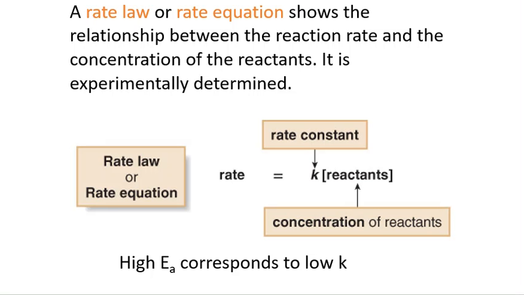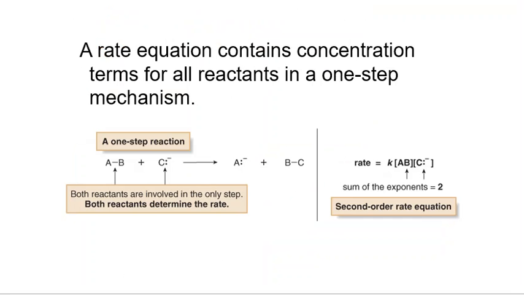So when we look at organic reactions, we'll look at the rate law. This is the relationship between the reaction rate and the concentration of reactants. It is experimentally determined. And you can see high activation energy corresponds to low rate constant. The rate equation tells us about the mechanism of the reaction. And this is what we're going to lead with when we go on to the next chapter and start looking at substitution reactions.